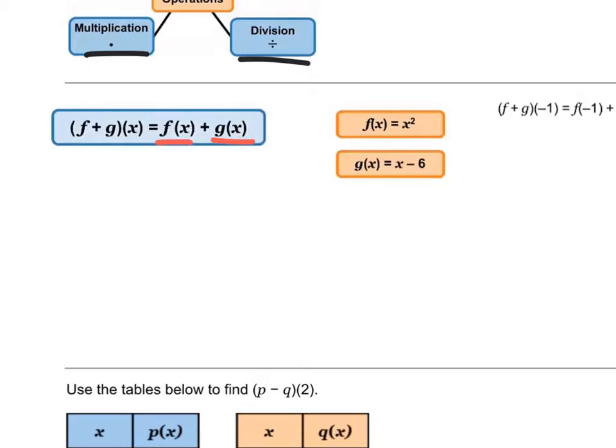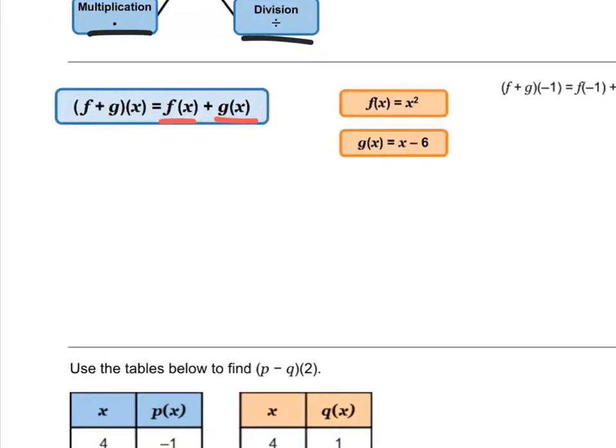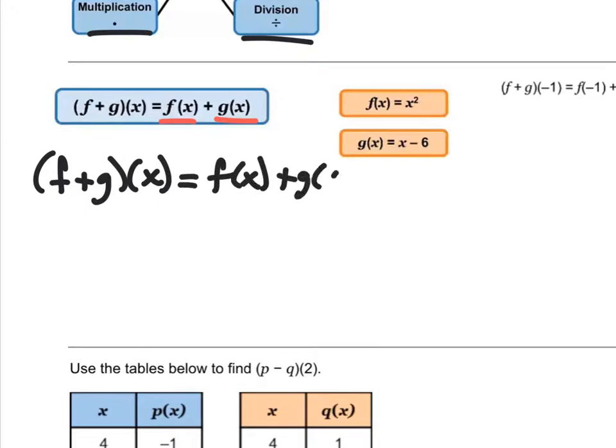If I wanted to write this out, let's do that real quick. If I take f plus g of x, then that gives me f of x plus g of x. So I'm going to replace f of x here with x squared, and then take g of x, which is x minus 6, and plug it in for g. Let's take a look at what we get.